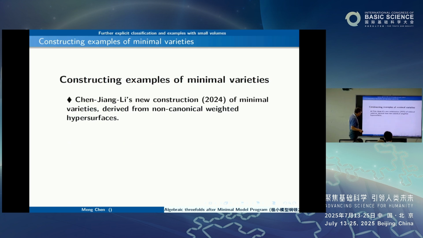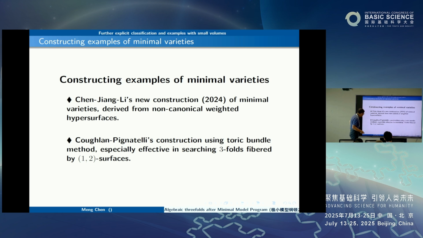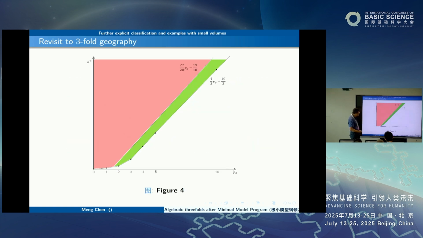Because in high dimensions, if you want to find examples with very small canonical volume, it's not so easy. You have to find some way to do resolution, and finally you have to work out the birational invariants. So this is more or less what I'm interested in.